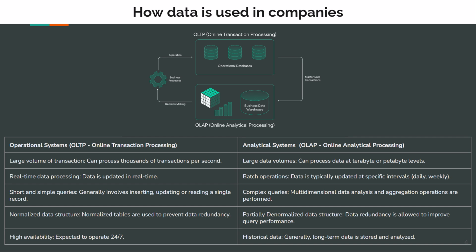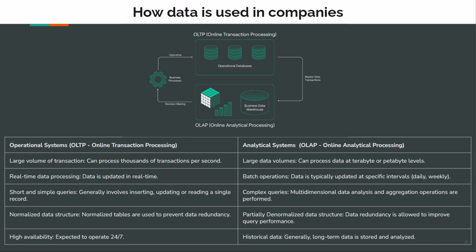On the other hand, there are analytical databases, often called OLAP, online analytical processing systems. These systems are used for data analysis. The structure of OLAP systems makes it easier and faster to run complex queries on large datasets. Data warehouses are a type of OLAP system as well.